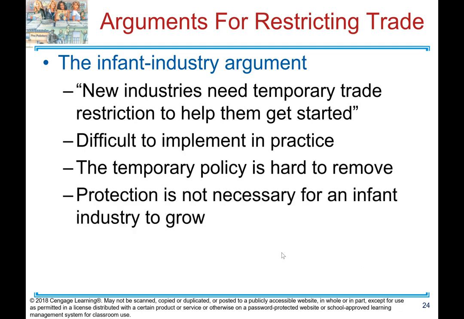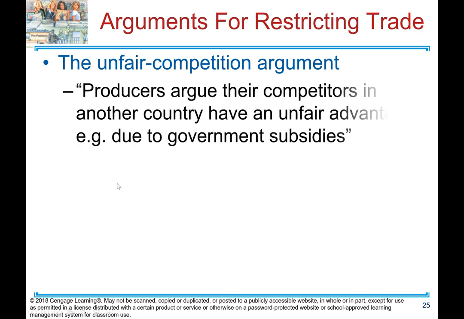New industries need temporary trade restrictions to help them get started. Okay. Difficult to implement in practice because you don't know which is an infant industry and how long it will take before the industry matures. The temporary policy is hard to remove. Once it is in place, it is very difficult to go back and remove it. Protection is not necessary for an infant industry to grow, so it is not exactly a very good argument.